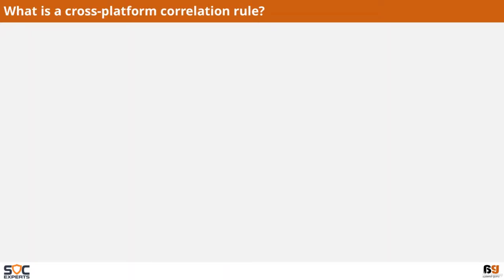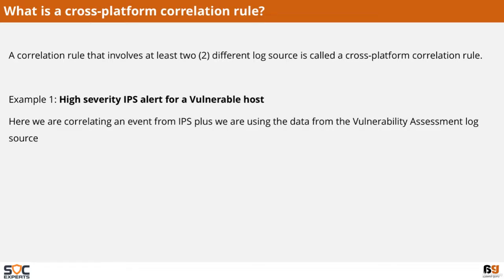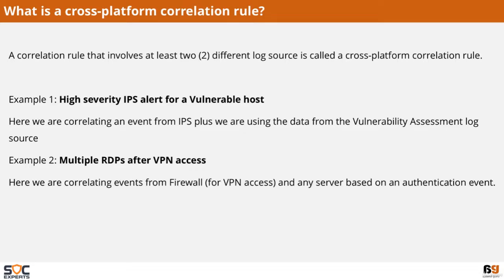What is a cross platform correlation rule? A correlation rule that involves at least two different log sources is called a cross platform correlation rule. Example: high severity IPS alert for a vulnerable host. Here we are correlating an event from IPS plus we are using the data from the vulnerability assessment log source. Example 2 might be multiple RDPs after VPN access. Here we are correlating events from the firewall for VPN access logs and any server based on its authentication events.